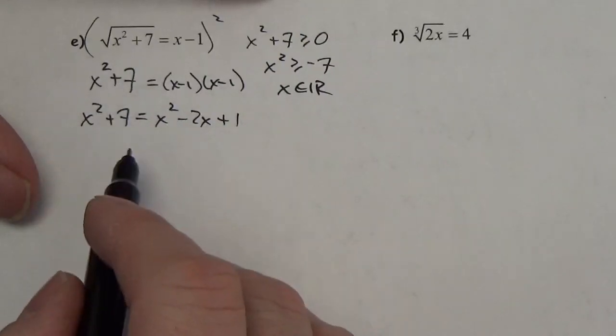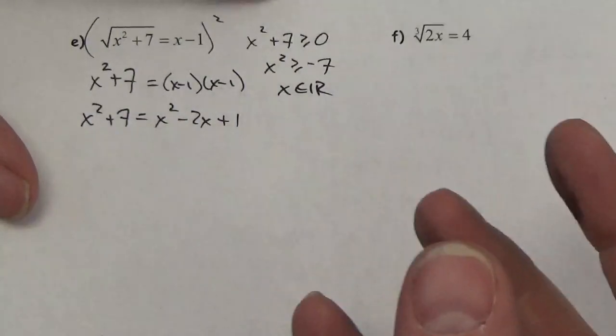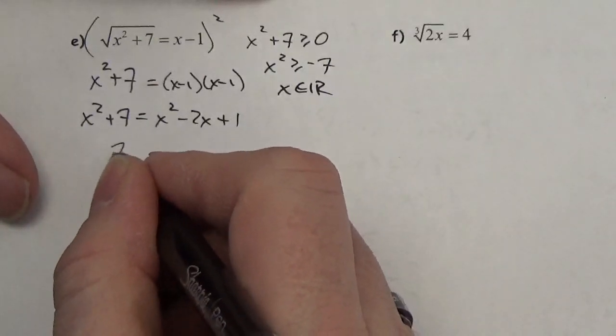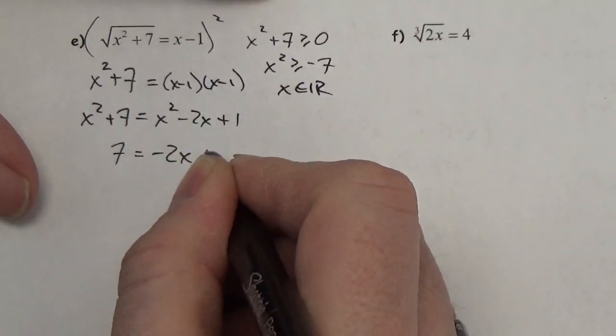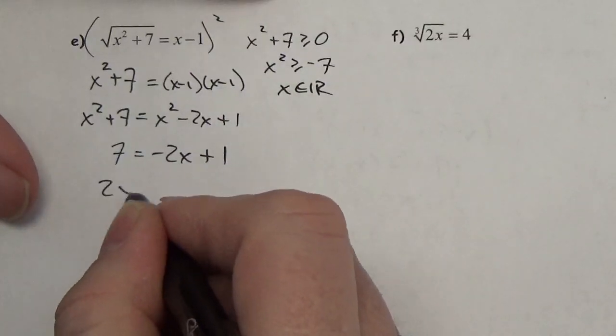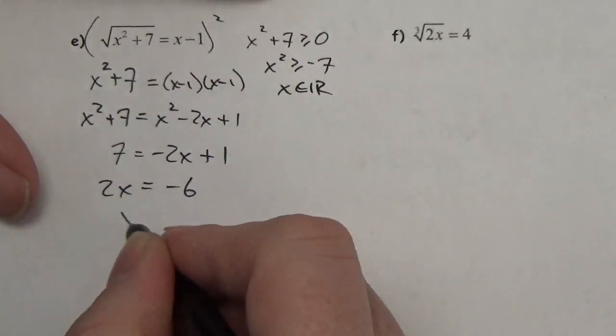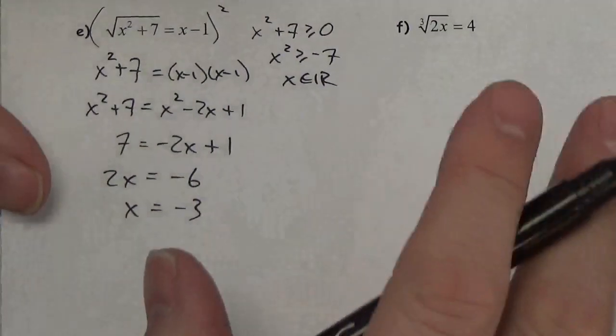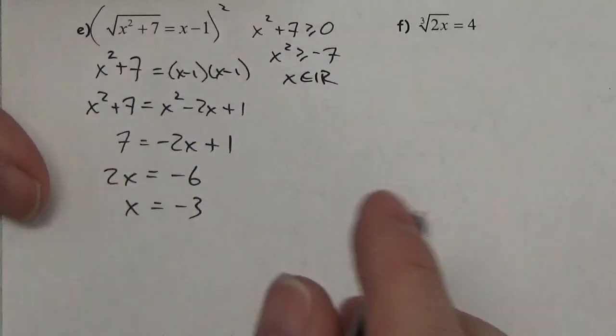Now, notice that the x squareds are going to cancel. I love that because this isn't quadratic. Okay, it starts looking quadratic, but it turns out it's not. Those cancel, so we're left with negative 7 equals negative 2x plus 1. So 2x is going to equal negative 6, x is going to equal negative 3. And there we go. Now, let's double check that to see that that actually works.